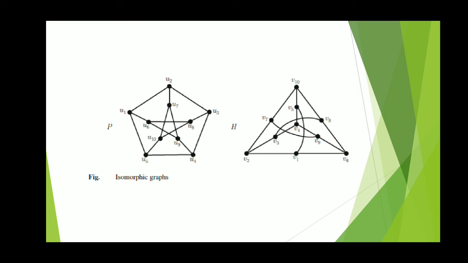So V1 and V2 are adjacent. That means pi of U1 and pi of U2 are adjacent. Like that, we can check all the vertices of the Petersen graph P and their corresponding image graph. These two graphs are isomorphic graphs.